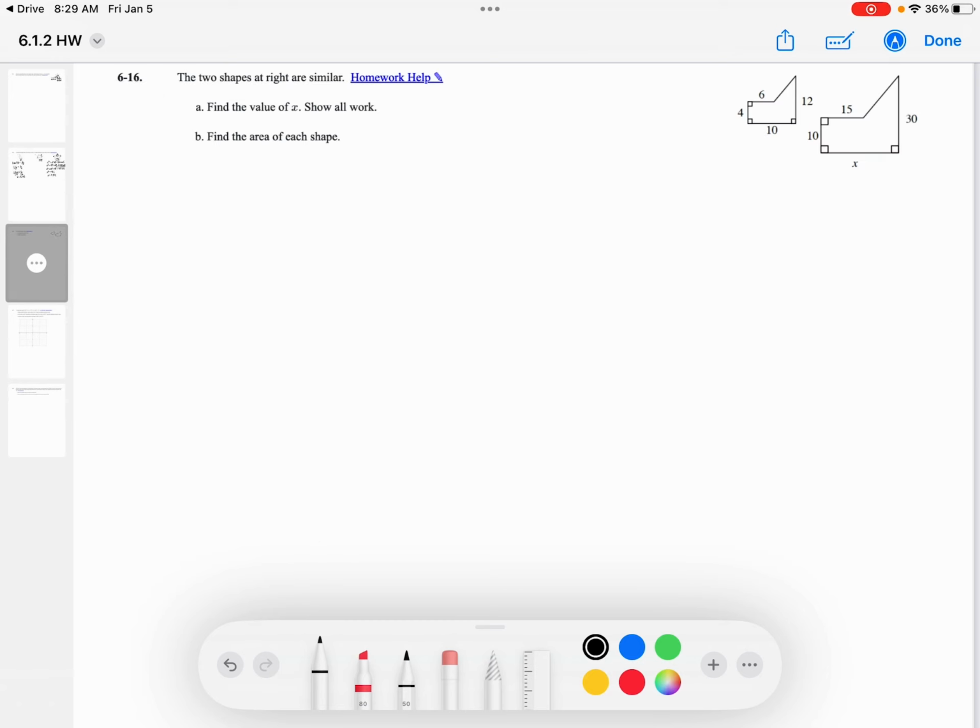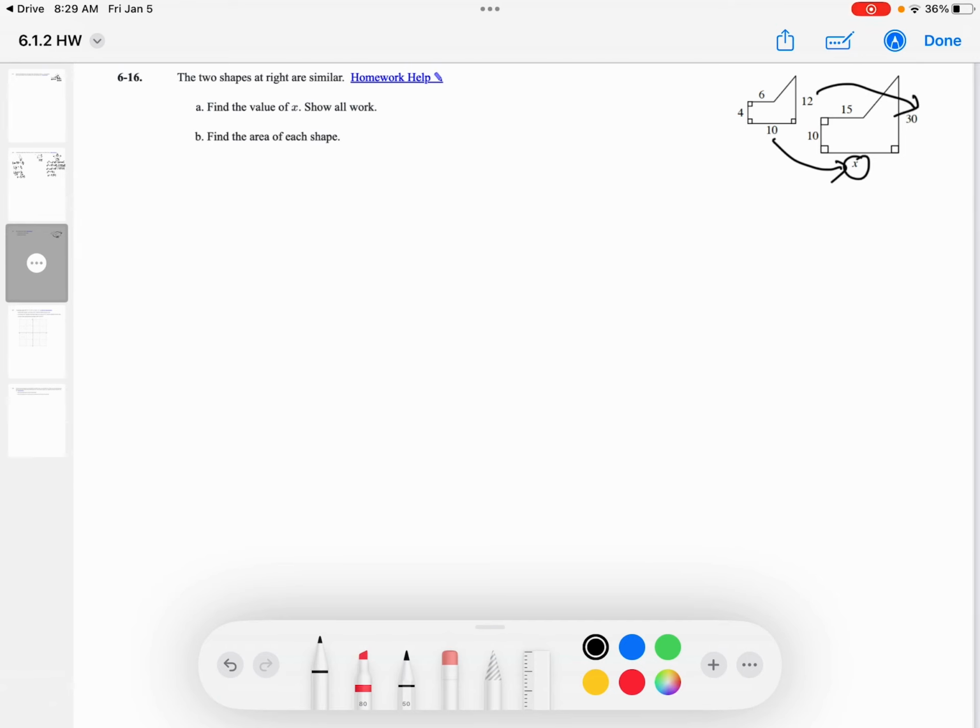All right, problem 616. The two shapes at right are similar. Find the value of x, show all work, and then find the area of each shape. Okay, so we're going to use similarity here to find the length of x. What side corresponds to x? Let's see, 10 corresponds to x, and I can choose any of these other sides. Let's choose 12 and 30.